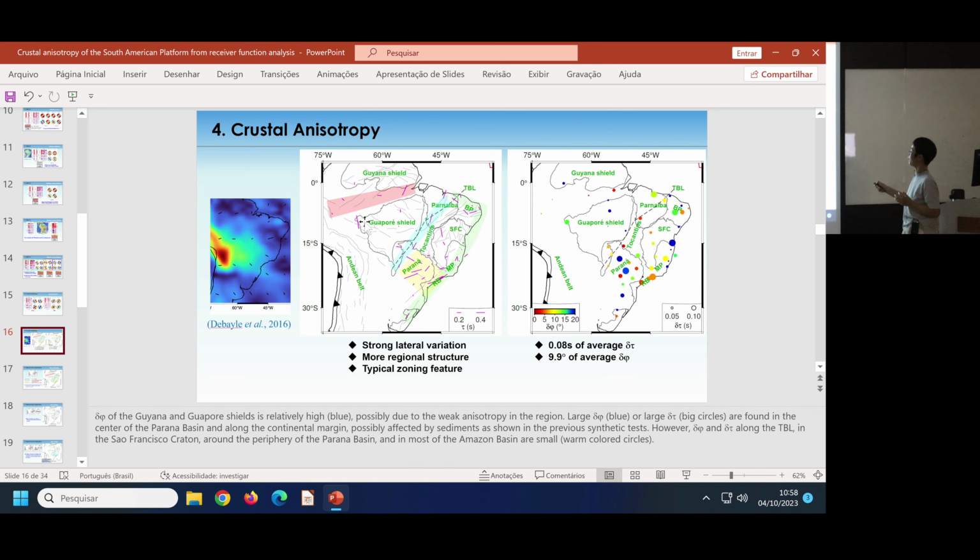Normally, we need to take a look at the uncertainty. I didn't show it, but here I put a description about the uncertainty. I will give a little bit of explanation here. For example, these blue circles mean that we have a large delta phi uncertainty in direction. And the size of the circle is scaled with the uncertainty of tau.